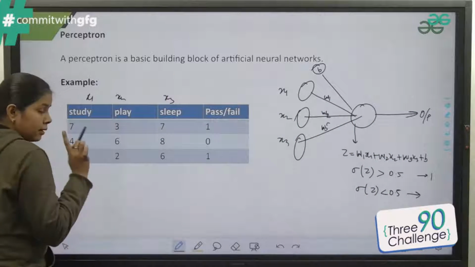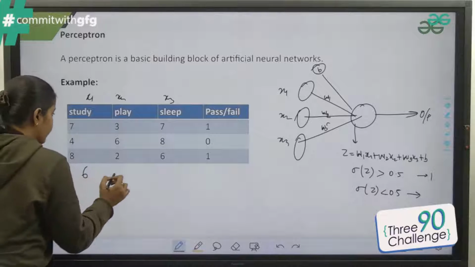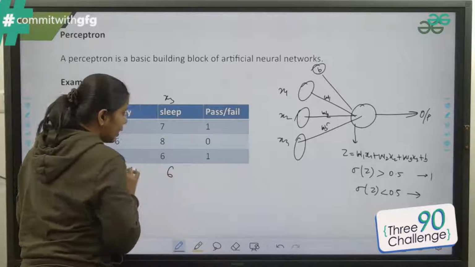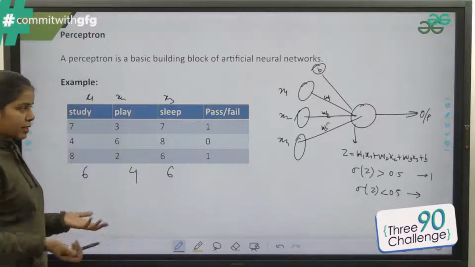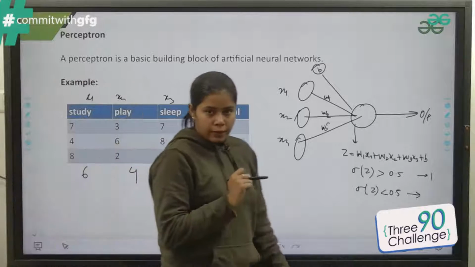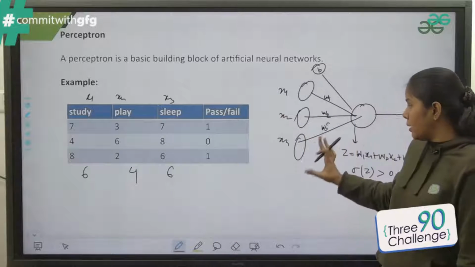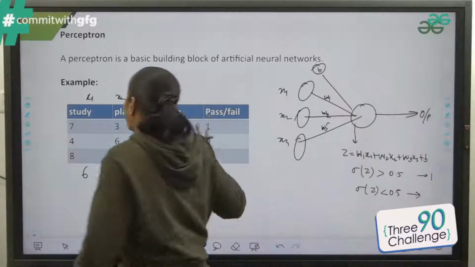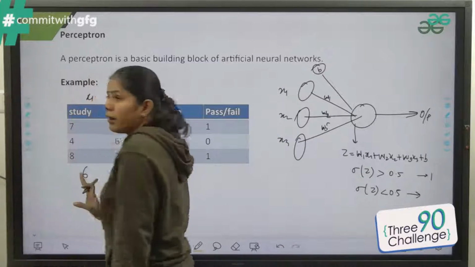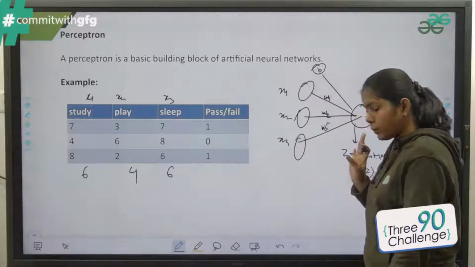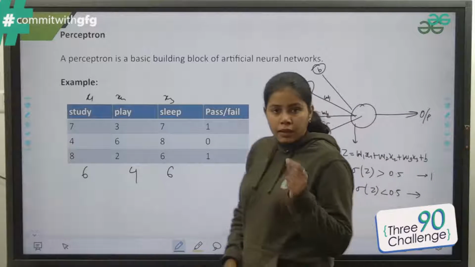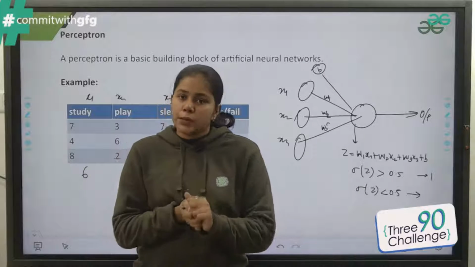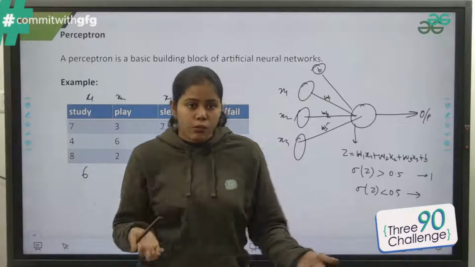Now I told you that I want to know that if a student studies 6 hours, plays 4 hours, and sleeps 6 hours, then he would pass or fail. I want to know that, right? So what would I do if I have trained my model on this neural network? I'll pass this 6, 4, 6, and it would give me the result. But before that, I want to test my model, whether it is working right or not.